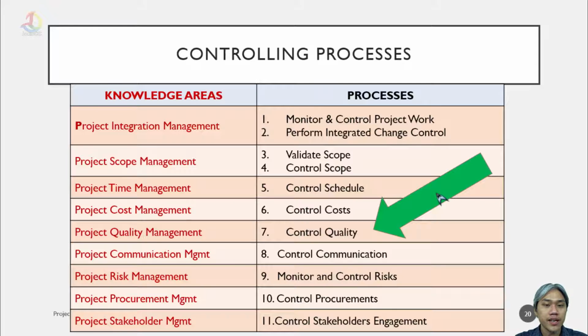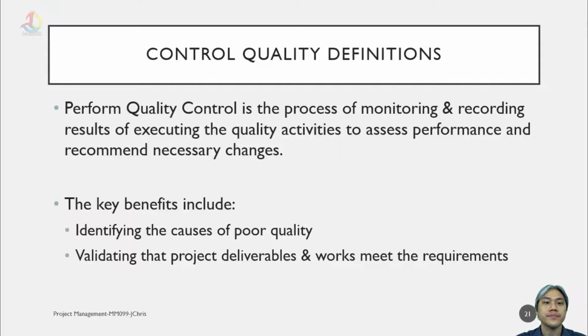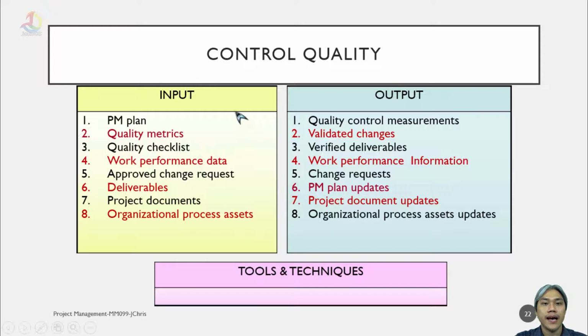The project quality management knowledge area also has one process in the monitoring and controlling process group, which is control quality. Control quality is the process of monitoring and recording results of executing the quality activities to assess performance and recommend necessary changes. The key benefits include identifying the cause of poor quality and validating that the project deliverables and work meet the requirements. As usual, there are three phases from input, tools, and techniques to output.